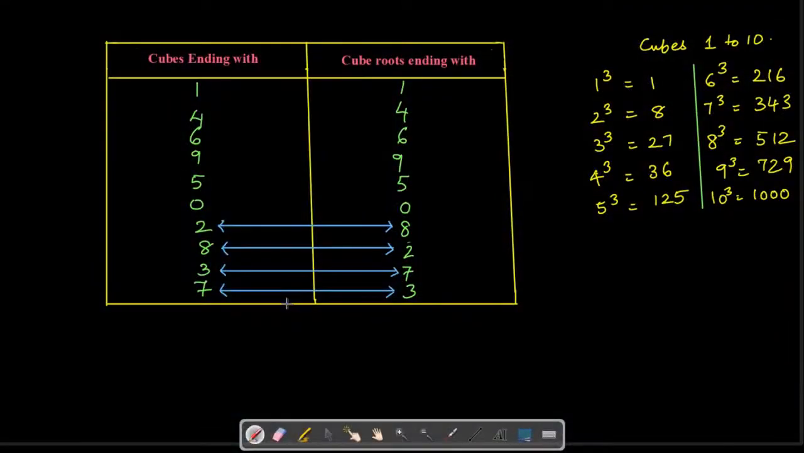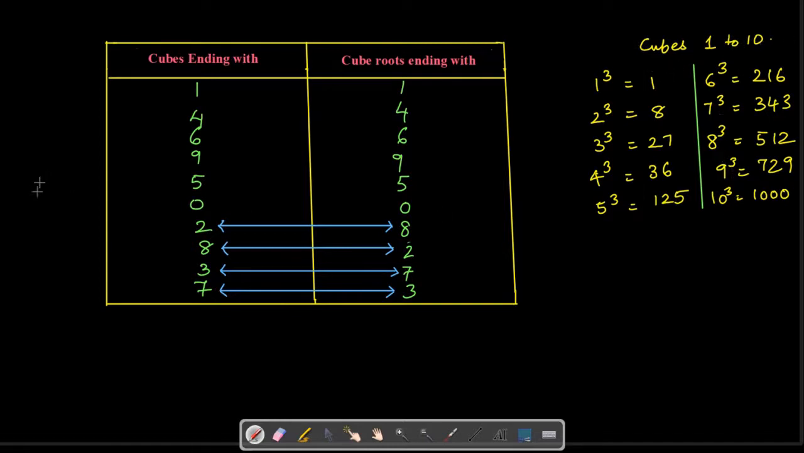Cube roots in 4 seconds. Yes, you heard it right. Finding the cube roots in just 4 seconds. So from the previous video, I know you must be aware of the cubes from 1 to 10. So we have the values of the cubes from 1 to 10.